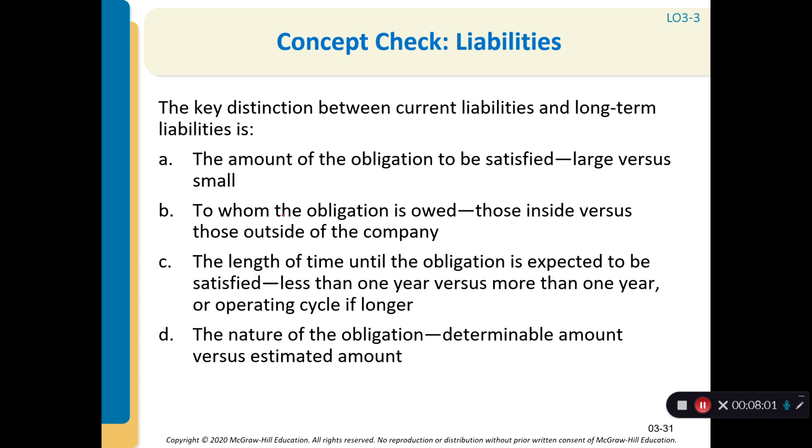Okay, concept check. The key distinction between current liability and long-term liability is: A, the amount of obligation to be satisfied, large versus small? No. Current versus long-term is related to the length of time, right? So therefore, I can see C is right here: the length of time until the obligation is expected to be satisfied. Less than a year versus more than a year, or the operating cycle if it's longer.